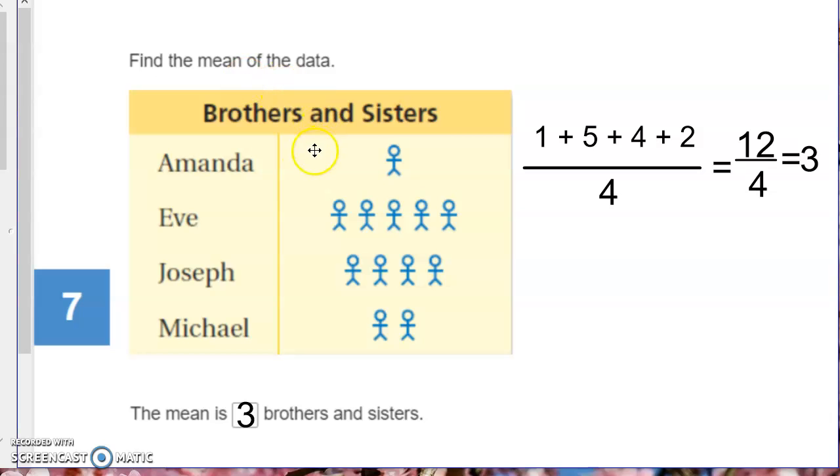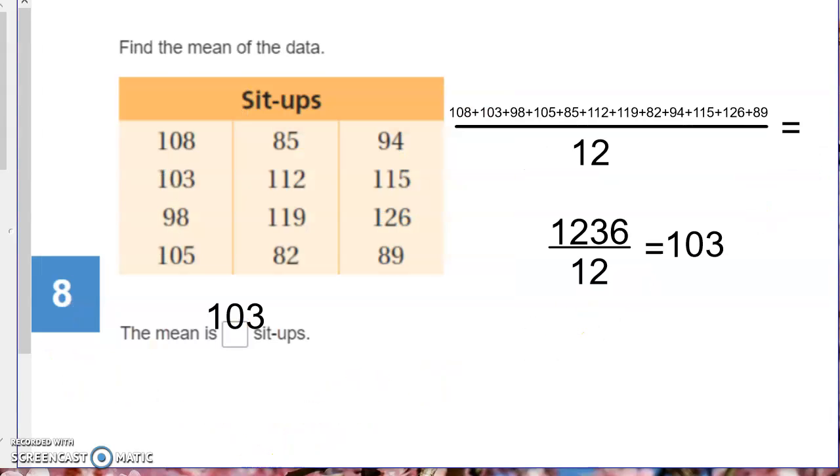Question number 7 says find the mean of the brothers and sisters. So you would add 1 plus 5 plus 4 plus 2. That gives you 12. And then 12 divided by 4 gives you an answer of 3. So the mean is 3 brothers and sisters.